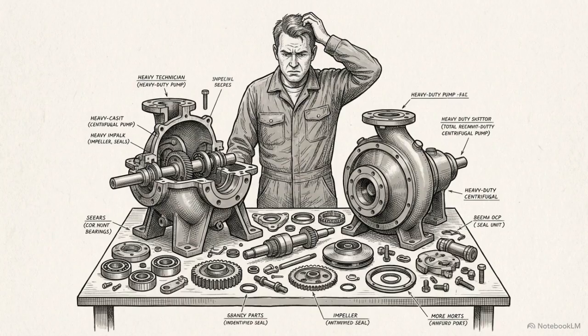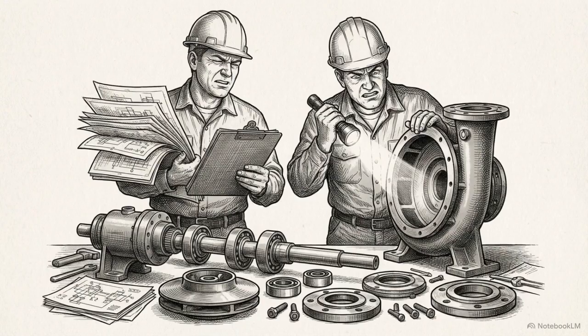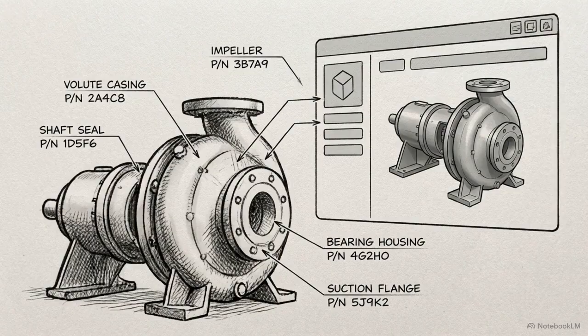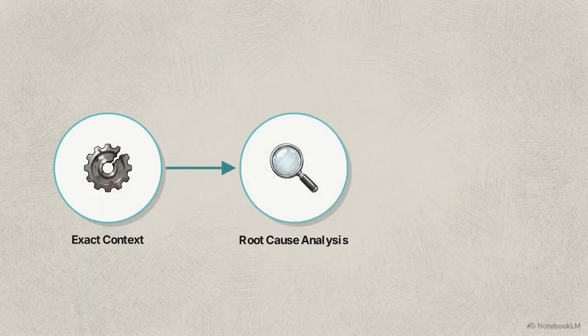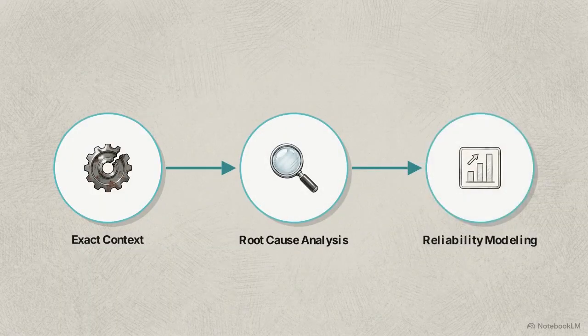If a technician omits the bearing type or the operating state, the next crew has to figure it out from scratch, wasting time on repeated diagnostic efforts. When we include comprehensive details, like specific component IDs and failure modes, we preserve the exact context required for effective root cause analysis and accurate reliability modeling.